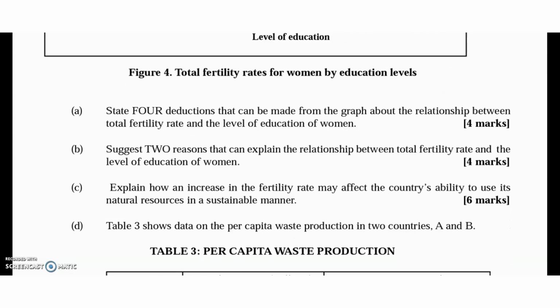Moving on quickly, let's see, explain how an increase in the fertility rate may affect the country's ability to use its resources in a sustainable manner. This is a kind of question which is similar to what we did. Increases in the level of fertility would also be associated with increases in the birth rates, which will in fact increase the population number.